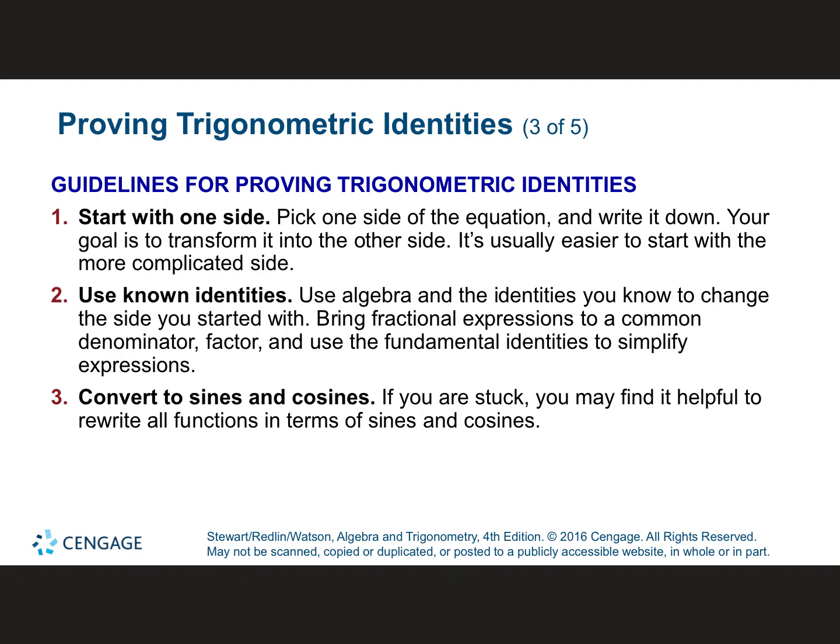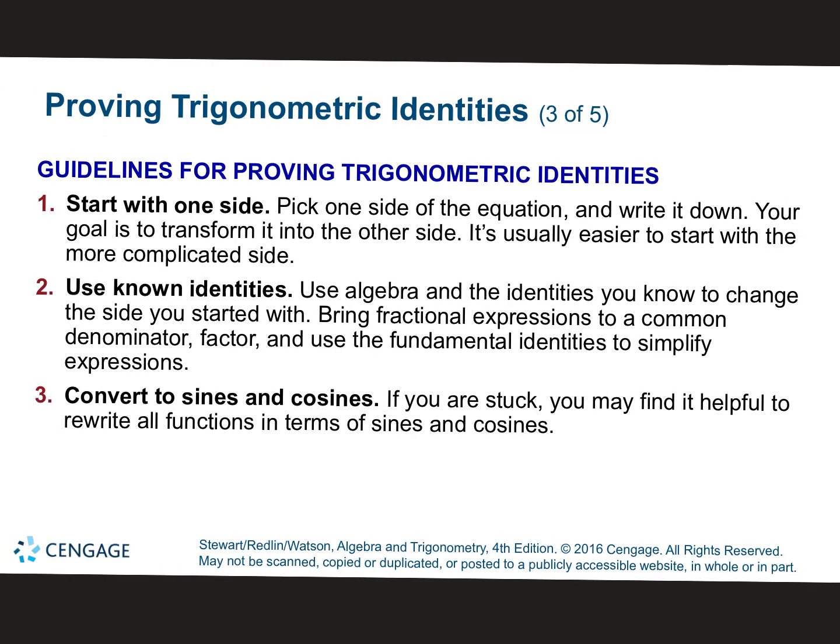All right, the first guideline says start with one side. You want to pick one side of the equation that looks to be more complicated. You'll see what I mean in a second. Then you need to know how to use your identities. You guys are going to have all the identities on your desk while you're working through the whole test, so don't worry about that. But think about things algebraically. I'm going to keep saying that 100 times.